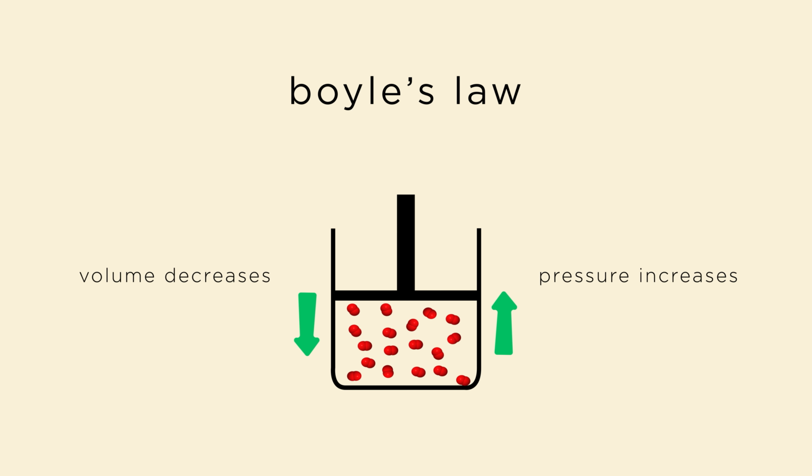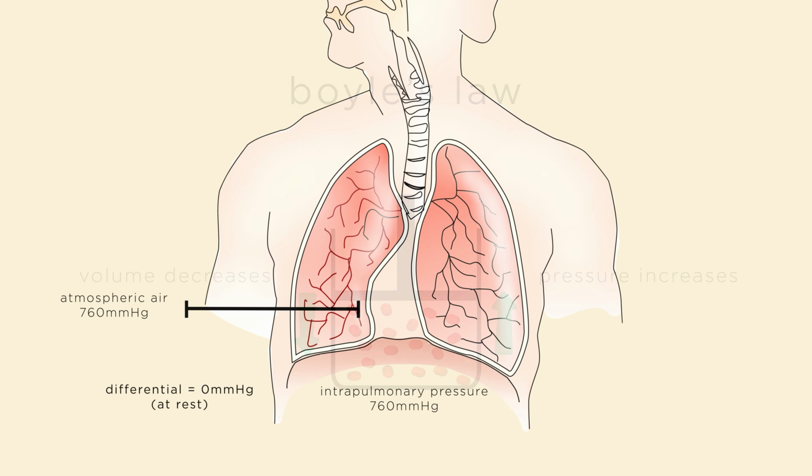But there's no way to pull on the outside of a balloon and increase the volume, dropping the pressure. But what we can do with the chest cavity, we can't decrease that pressure directly, but what we can do is engage the muscles of respiration to increase the size of the chest cavity and therefore the volume of that cavity.